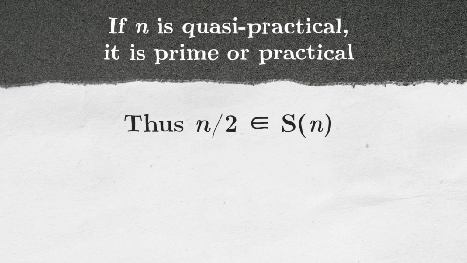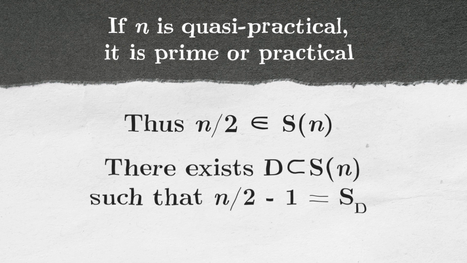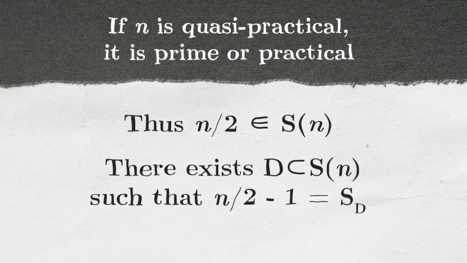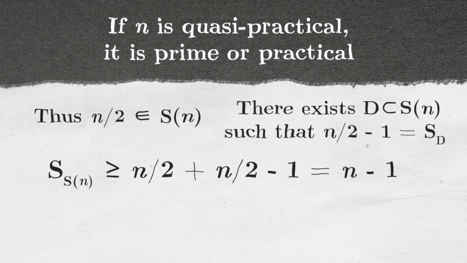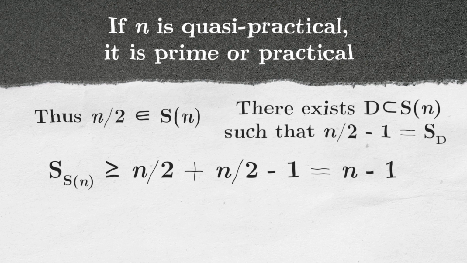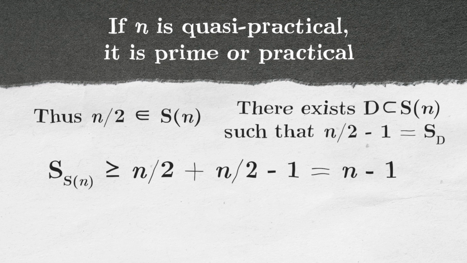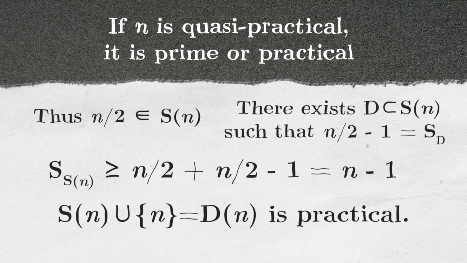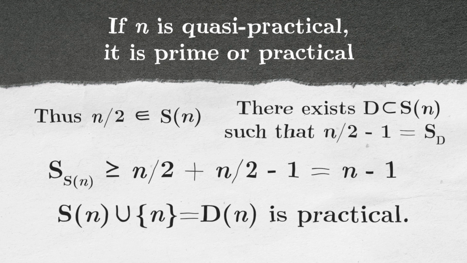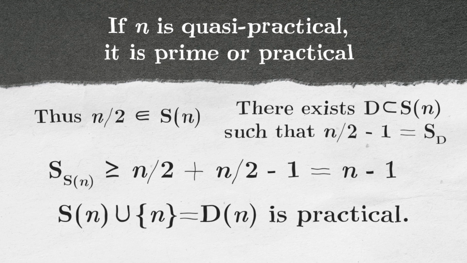From the practicality of S of n, it follows that n over 2 minus 1 is representable by a sum of divisors of n. So, overall, the sum of elements from S of n is at least n over 2 plus n over 2 minus 1, which is n minus 1. Therefore, n is smaller than or equal to S of n plus 1, so by the extension lemma, the set S of n with the singleton of n is also practical, which means that n is practical. And we are done.